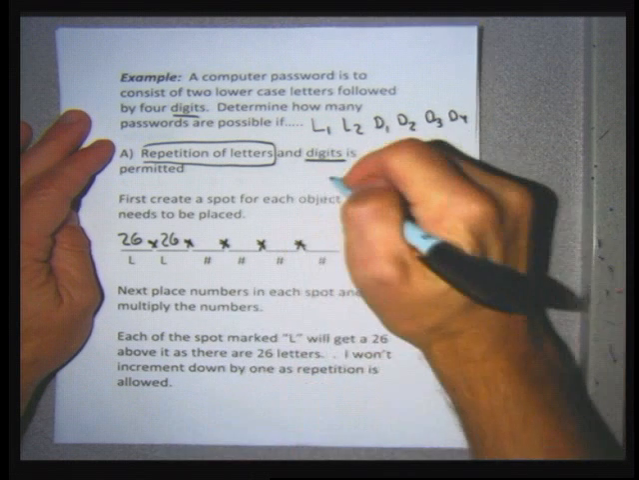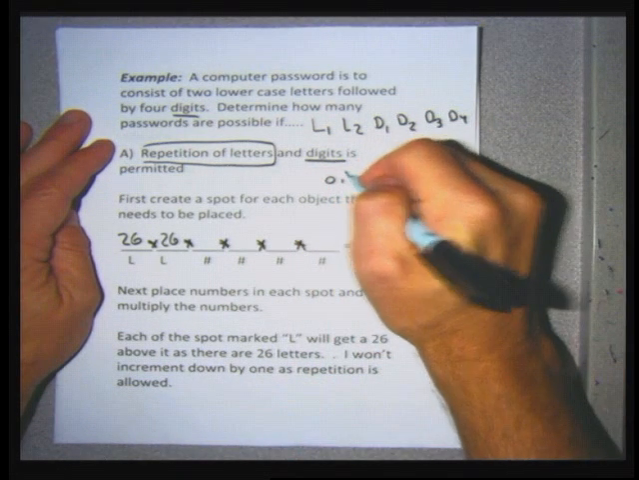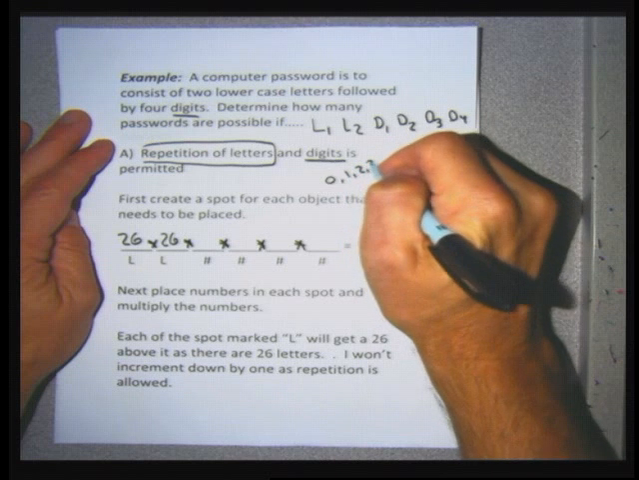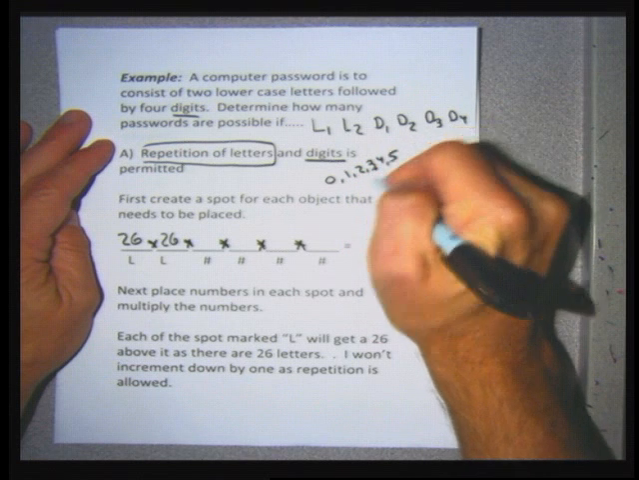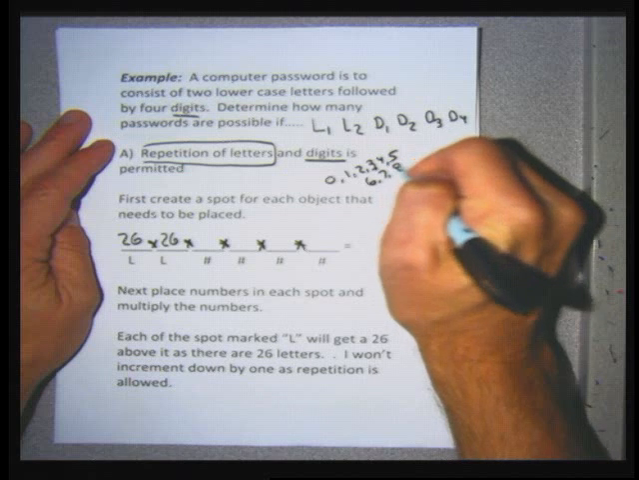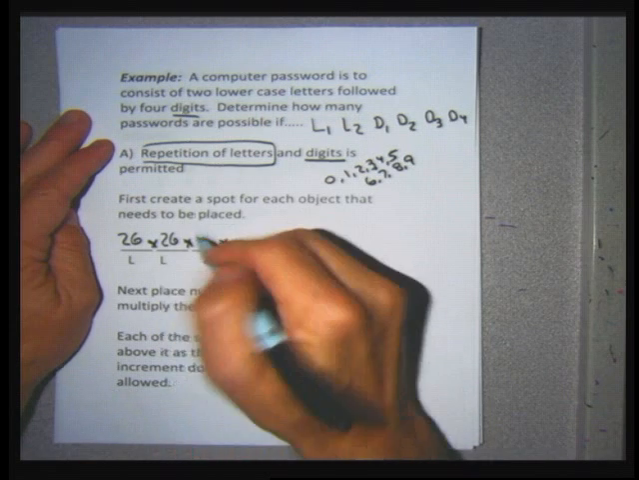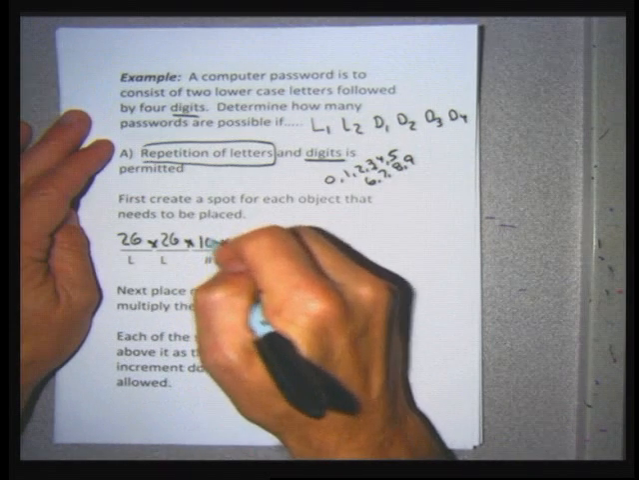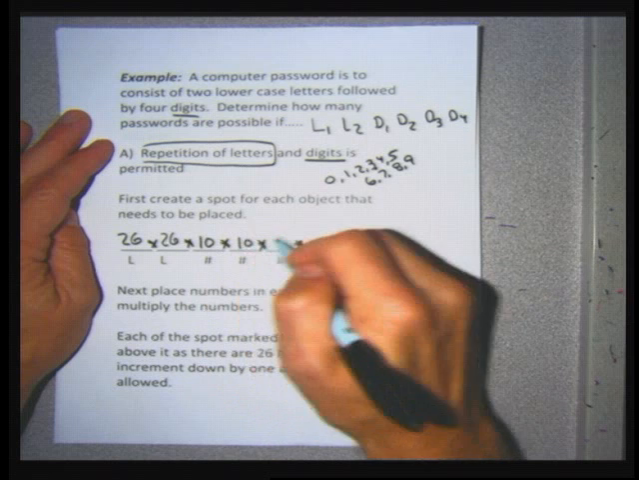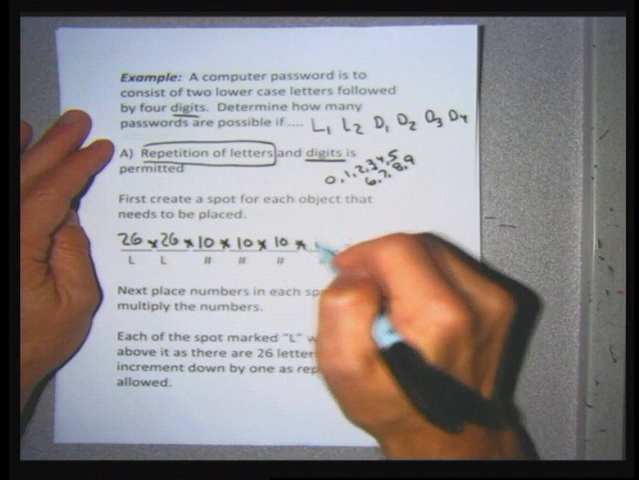Similarly, for the digits, there are 10 digits, the numbers 1 through 9, and then again the number 0. That's the 10 digits. And because repetition is permitted, every time I could use any of the digits between 0 and 9, so there's 10 choices every single time.